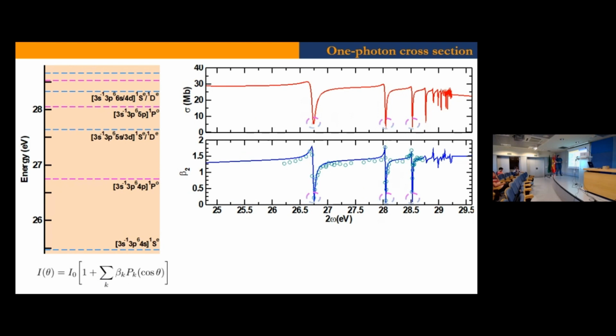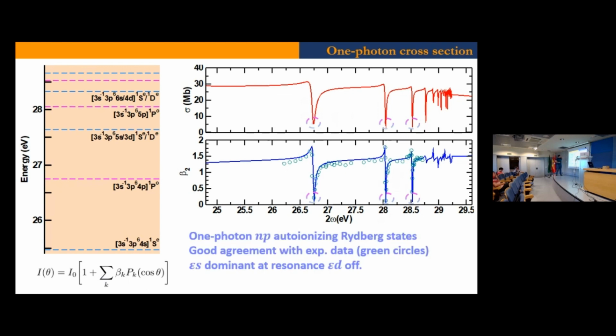Another interesting aspect that we can look at is that it's kind of obvious that the S channel dominates at the bottom of each Fano profile, no? And we can say that because the beta 2 parameter almost goes to 0, so you have an isotropic emission, which means that the S channel is dominating. And so, like I said, the NP Rydberg states are S channel dominant, and on resonance, the P channel.